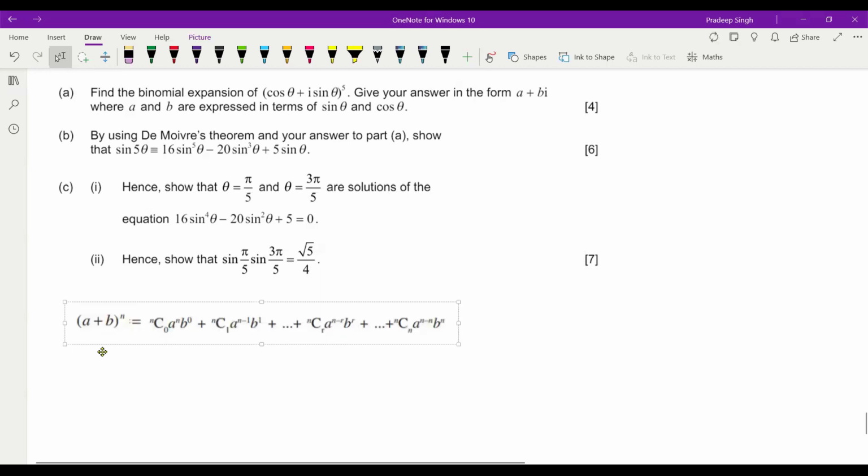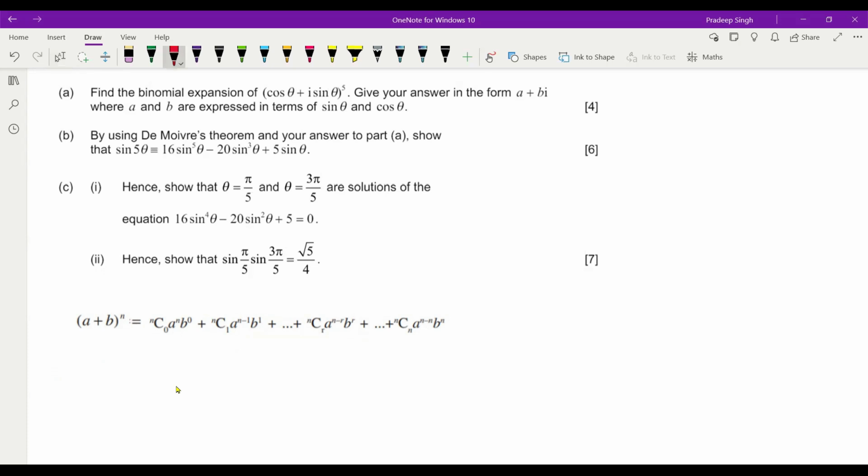So here we go. If we have (a + b) to the power n, this is how the binomial expansion looks. nC0 a to the power n, b to the power 0, this will be the first term. And basically any general term will be nCr a to the power n minus r, b to the power r. This is the general term. The value of r is equal to 0 for the first term. The value of r for the second term is 1, and so on.